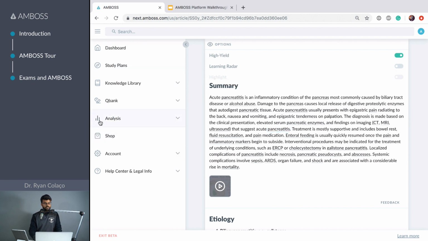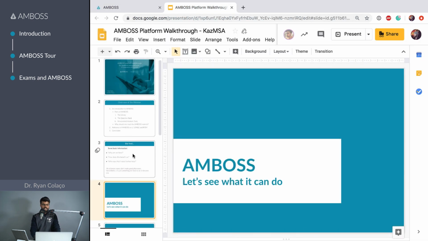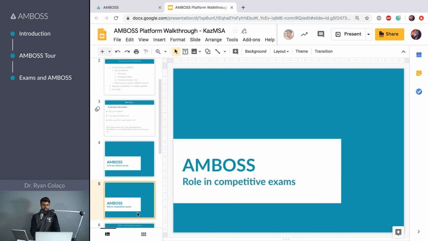So this is, in short, pretty much what AMBOSS is and how it could help you, right? Now, as you can see, there is a lot to be helped out with. There is a lot for you to handle. And what is extremely important for you to understand is that all these features can only make your studying much, much more powerful without wasting time.